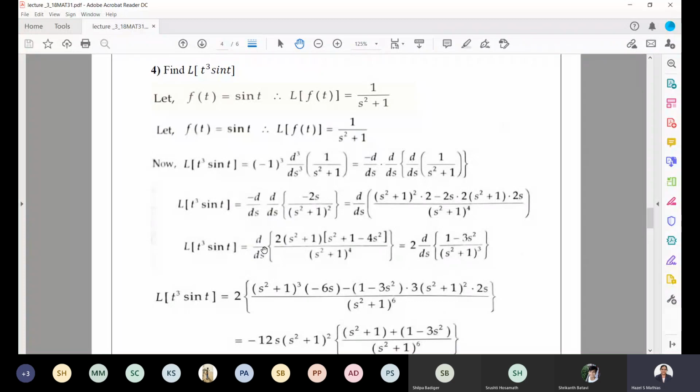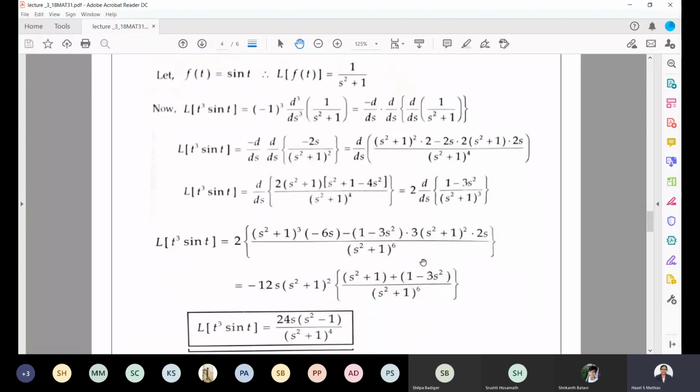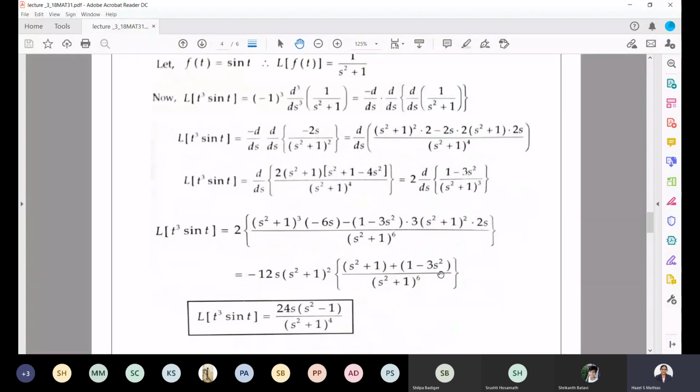Okay, then 2 you take outside, you simplify this. This is s square minus 4s square. s square minus 4s square is minus 3s square. So what will remain? 1 minus 3s square will remain now. Now again apply u by v rule. We have to differentiate it again because we have to differentiate 3 times. Power of t was 3. Again repeat the same, use u by v rule.